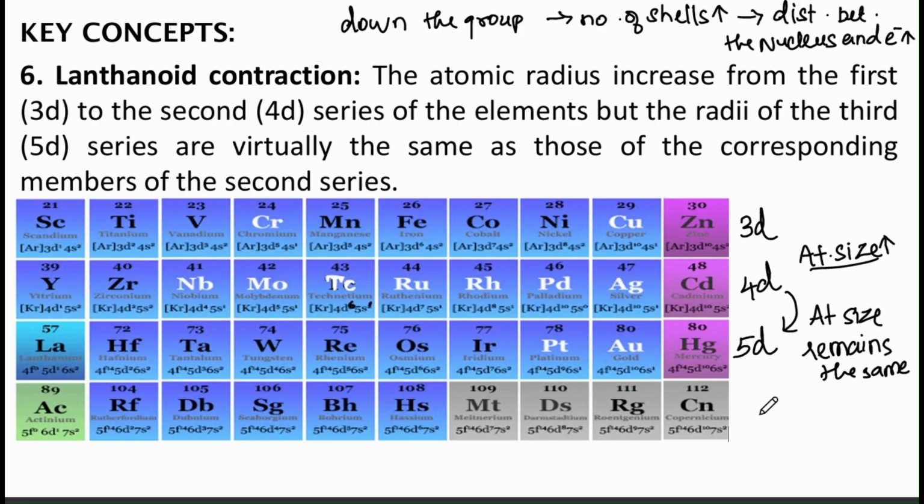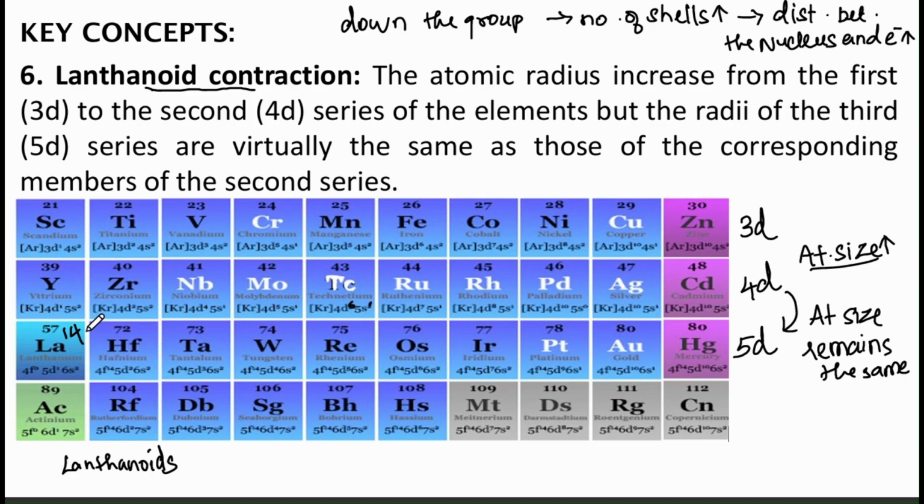So this trend, in which the atomic size remains almost the same for the 4d elements and the 5d elements, is called lanthanoid contraction. Why? Because in the 5d series, after the element lanthanum, you have 14 f block elements, which are called lanthanoids. So after this lanthanoid series is completed, only then do you have the next element, hafnium.